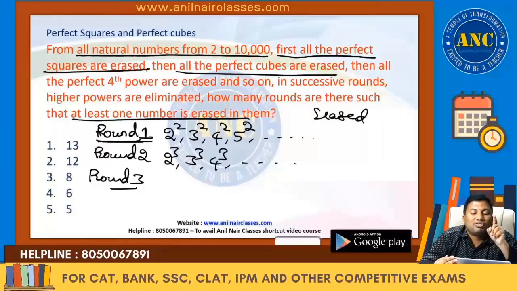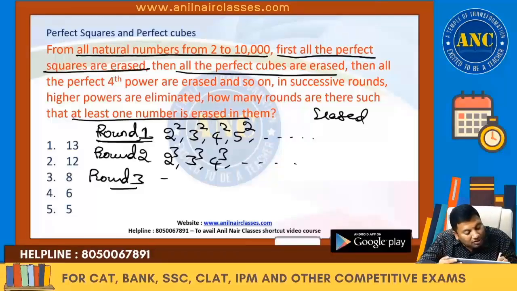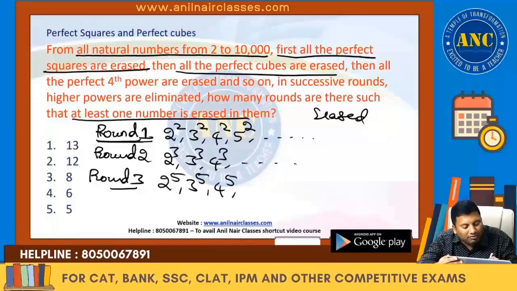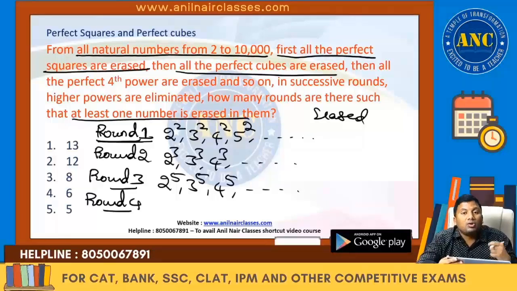Fourth power is nothing but the square of the square power. 2 power 4 already came as 4 square. That means in round 3, instead of doing fourth power, I will do the fifth power: 2 power 5, 3 power 5, 4 power 5, and so on. Idea clear? Next, in round 4, I cannot do 6th power.